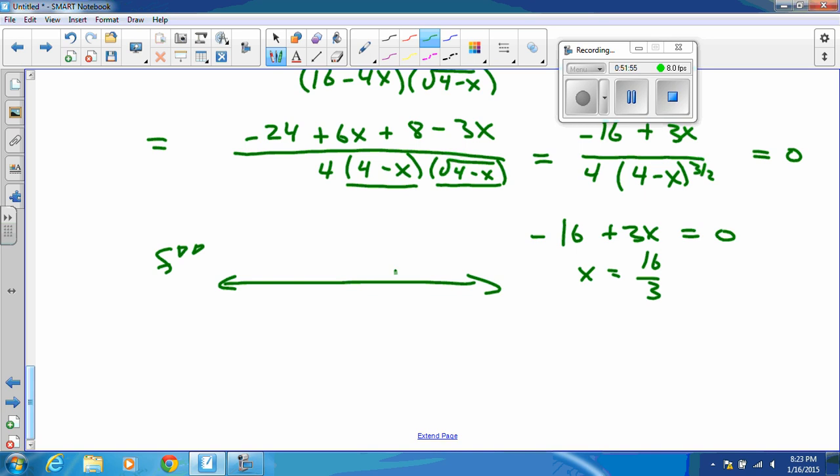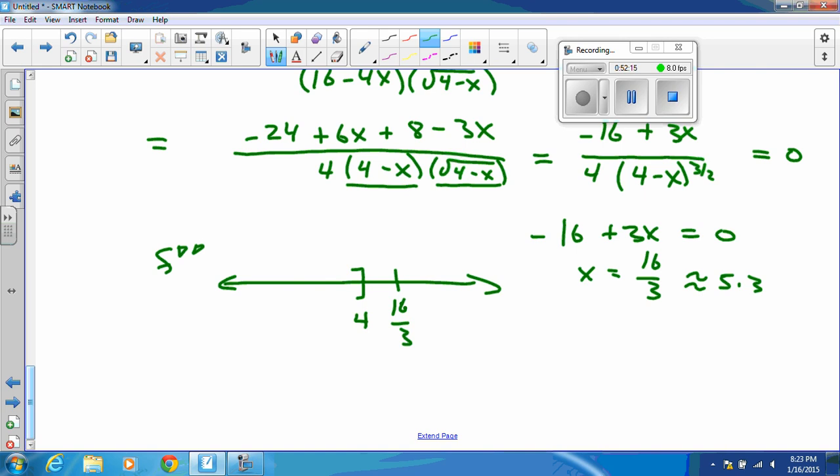What will it tell us? Well, we're interested in critical points. We're interested in places where the second derivative is either equal to 0 or does not exist. Something very interesting happens when I set the second derivative equal to 0. Of course, this means that the numerator must be 0, or x is equal to 16 over 3.